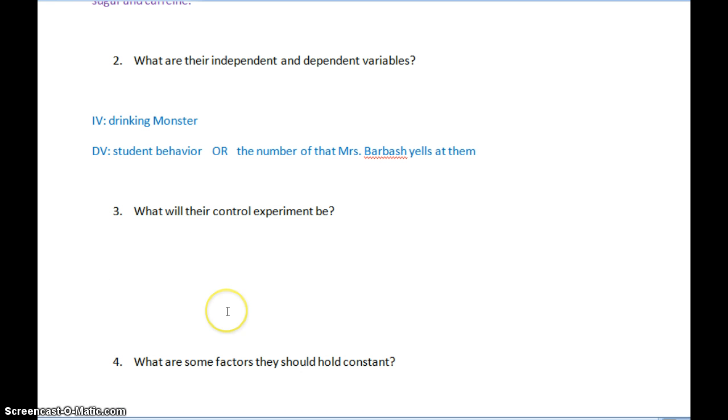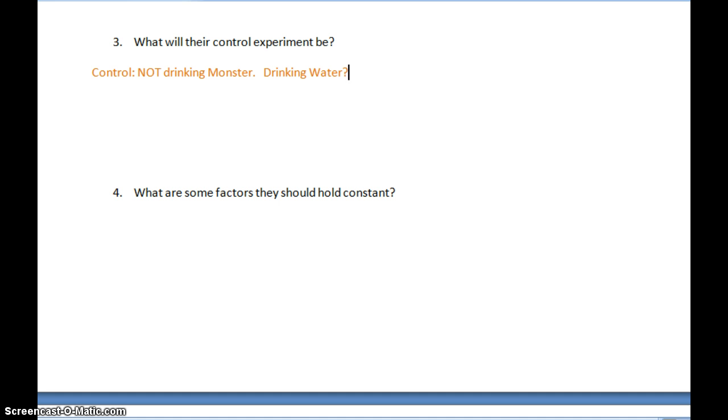Okay, our control experiment. Remember, this is going to be your normal or average situation. Please tell me that it is not normal to be drinking Monster before school. In this case, our control experiment is going to be not drinking Monster. You might want to choose something like drinking water, okay? But that would bring us on to our constants. So as long as you're looking at not drinking Monster or drinking something other than Monster, then we would say that that's a good choice for your control experiment.